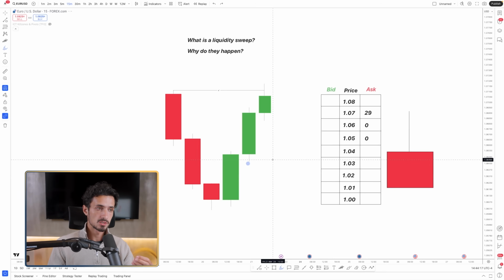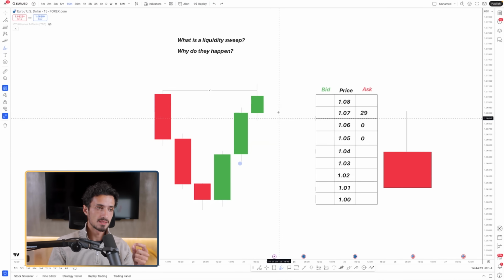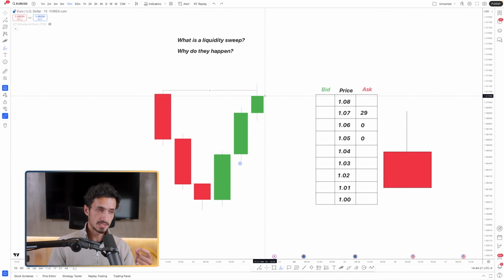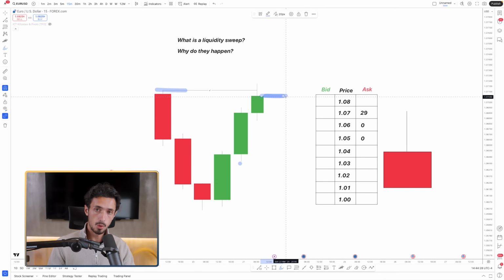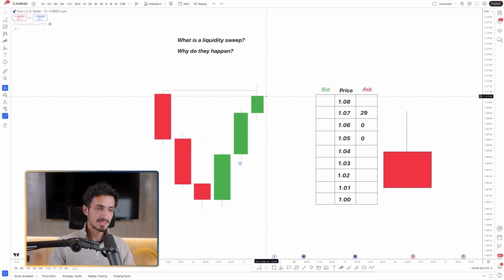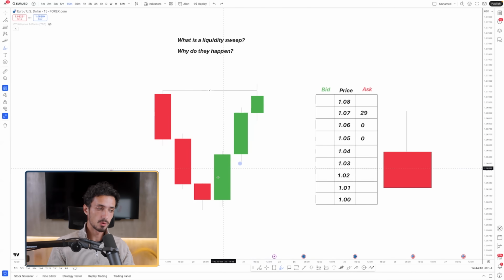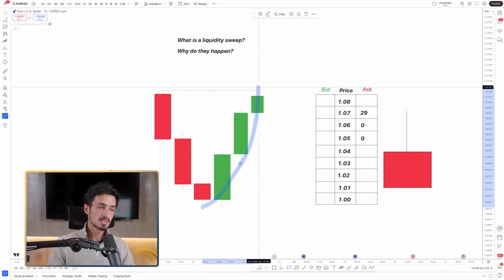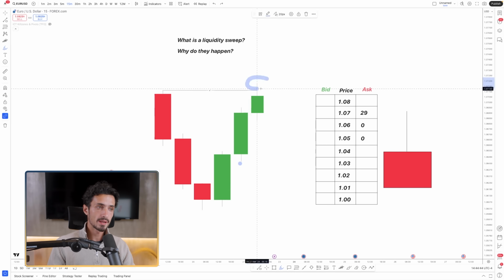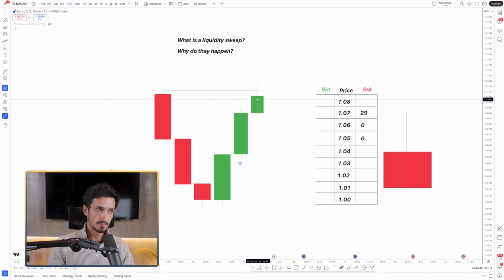Why? Because what the market is saying is that the market and all its participants do not agree that price should be trading higher than this level. They agree that price should be trading lower than this level. And so now the likelihood is that we get an aggressive sell-off that goes in this direction. That is a liquidity sweep. A liquidity sweep is when price aggressively runs a high, wicks above it, and then closes inside of it.